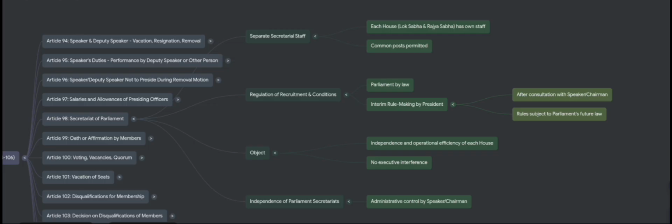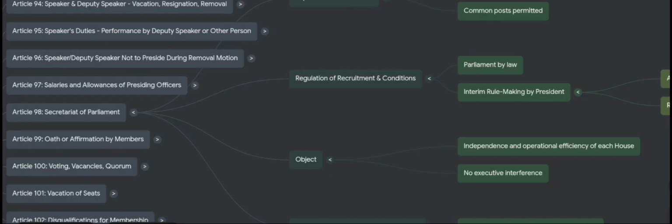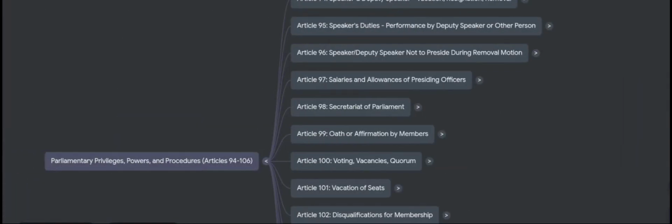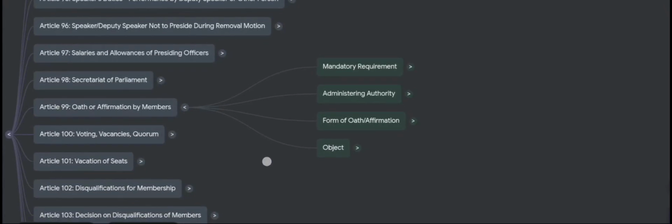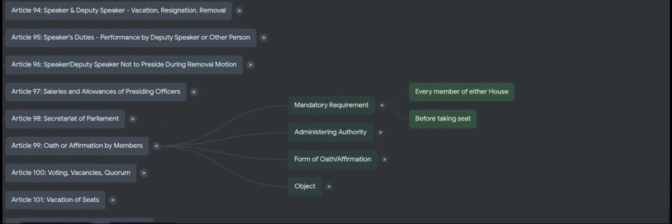Now, let's shift focus from the institution structure to the members themselves. Article 99, this is about the solemn promise they make. Before taking their seat, every member of either House, Lok Sabha or Rajya Sabha, must take an oath or affirmation. It's not optional, is it? It's a fundamental prerequisite. Absolutely fundamental.